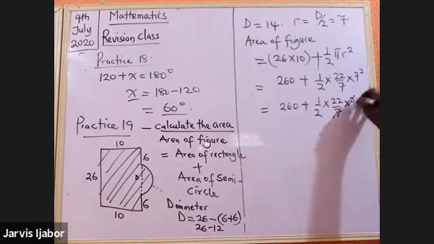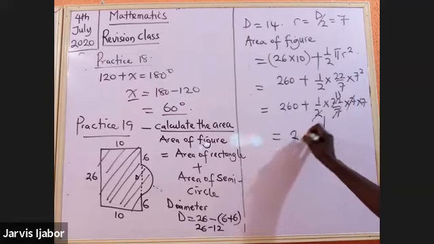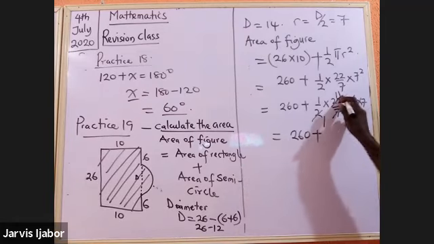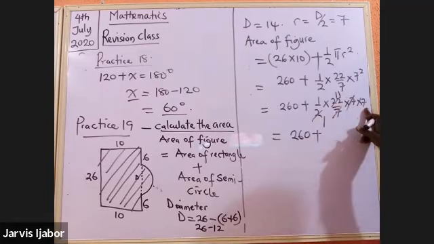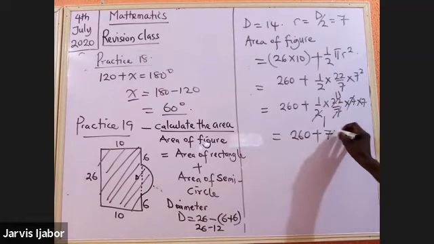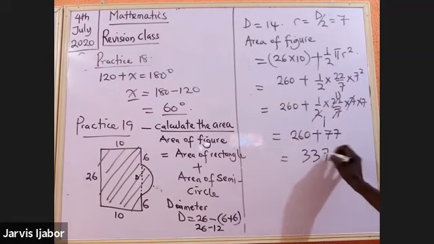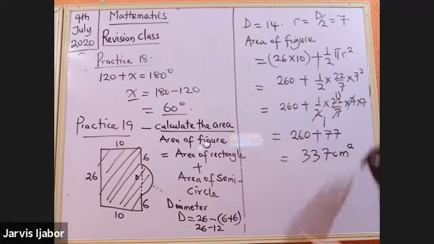So this will go with this. This will go here, 1. This will go here, 11. So this will be 260 plus 11 times 7. That will be what? 77. When you add these two together, you get 337 centimeter squared. And that will be the area of that figure.